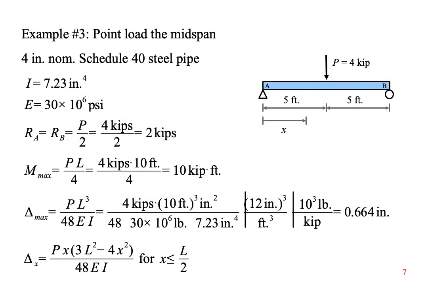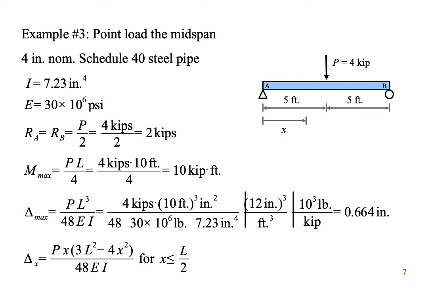Here is a nominal 4-inch diameter Schedule 40 steel pipe. It's 10 feet long, and there's a 4-kip point load at the midspan. From the appendix, we can find the moment of inertia and Young's modulus. The first loading case in Appendix F is a point load at the midspan of a simply supported beam.